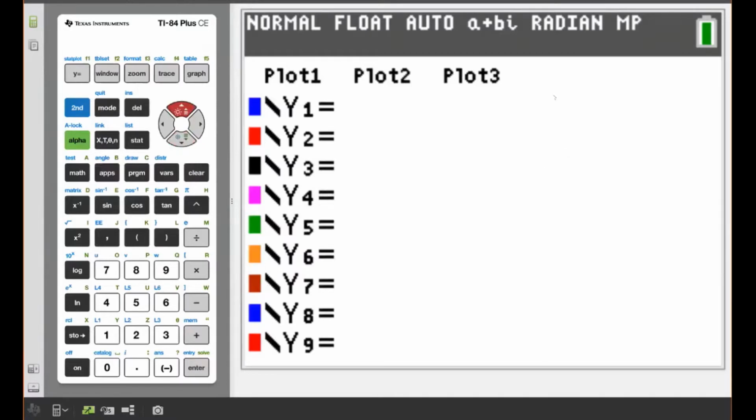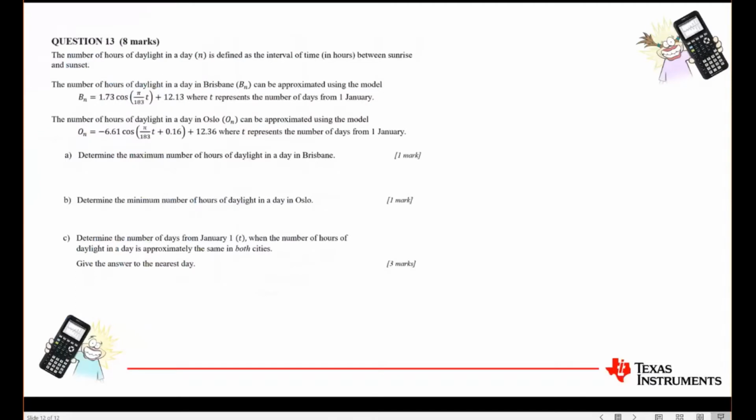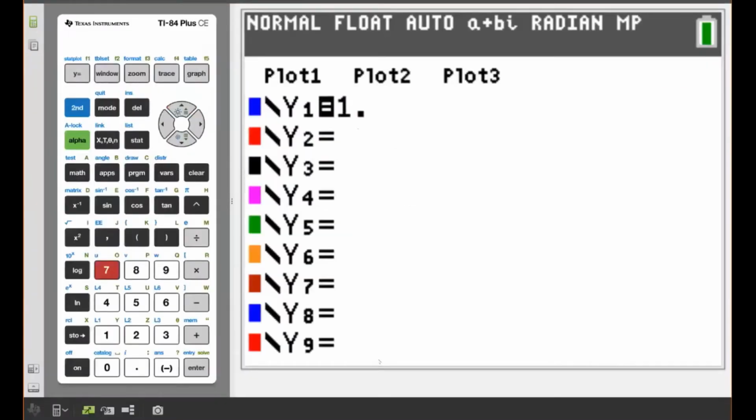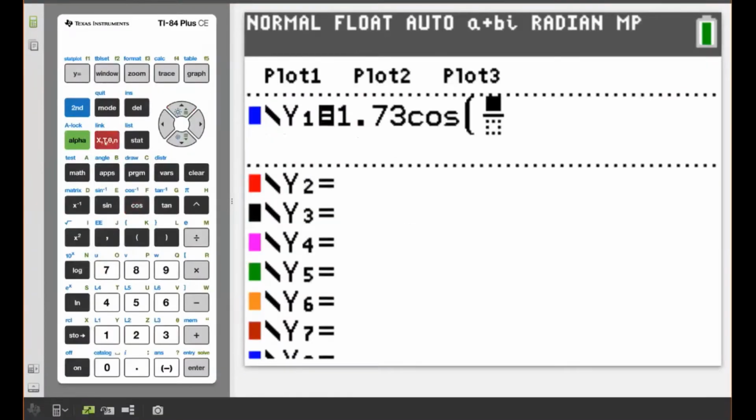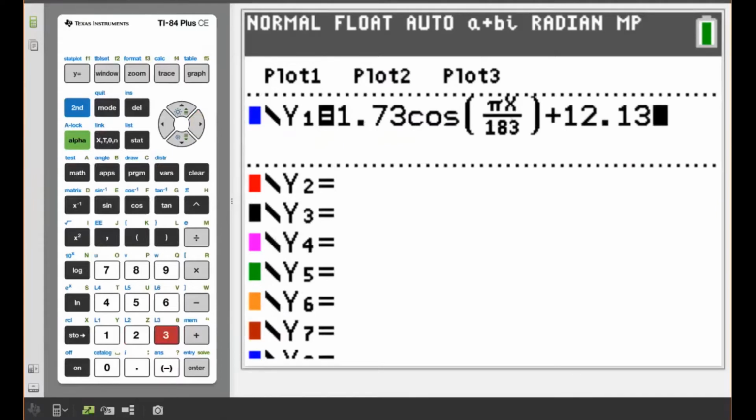So I'm going to type in here, but to find where I'd actually, there we go. Sorry, I thought I wrote down my equations, but I didn't. So I've got 1.73, back to my calculator, 1.73 cos, and I believe it's pi x over 183. There. Okay. Plus 12.13. Okay, so this is modelling our sunlight in Brisbane.